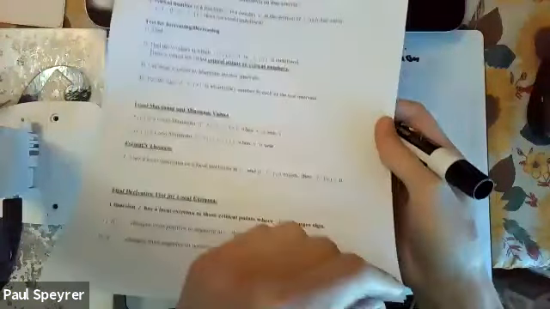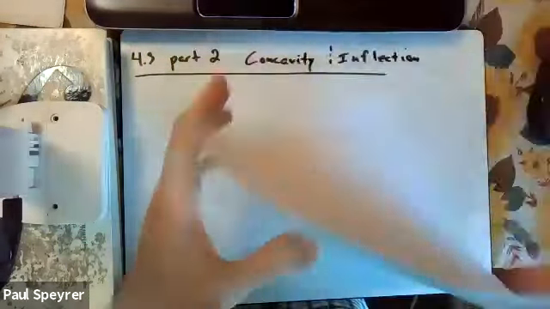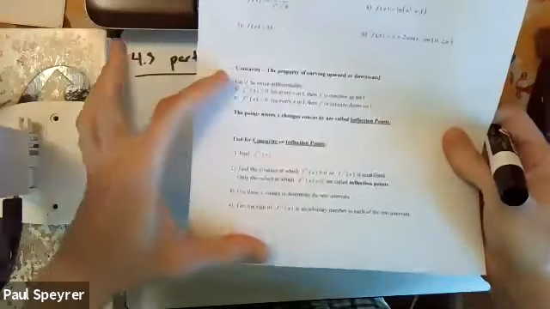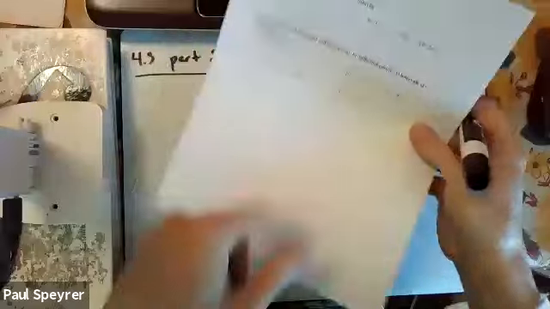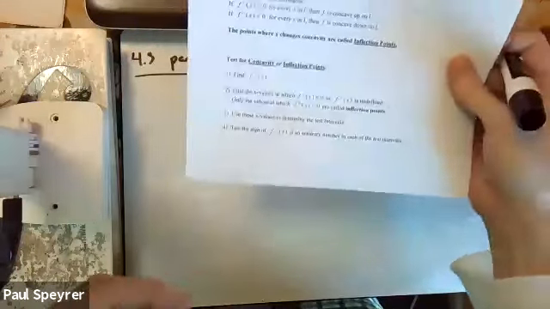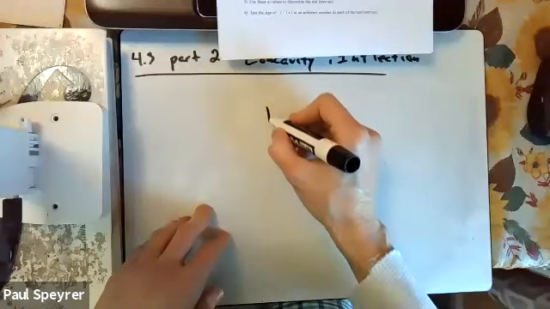This is posted on Canvas again. I will have a link next to the file or the video file, and it will also be found under the files tab. So we're going to be looking at this particular part right here, concavity, and we'll work out a few of these problems. So what is concavity? Well, if we look at a graph, I'm going to draw it out.